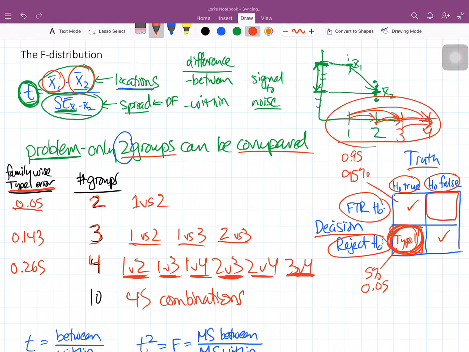And at that point, 90.1% of the time, we are going to make that type of an error. And so we don't want to be doing that. So this is the problem.